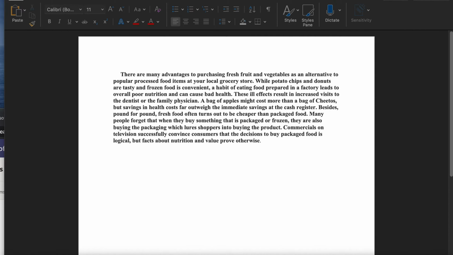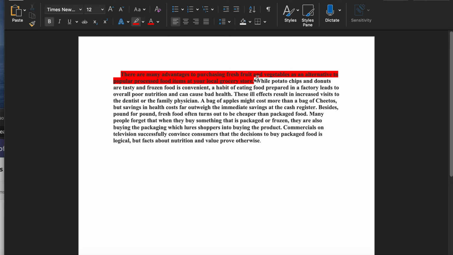Now, if we come back to our example today, let's do the same that we did with our informative paragraph and go through and do a little bit of highlighting to help us see where things are coming in. There are many advantages to purchasing fresh fruit and vegetables as alternatives to popular processed food items at your local grocery store. That right there is our topic sentence. We know we are talking about fresh fruit and vegetables versus processed food items. They've introduced the two topics right off the bat.